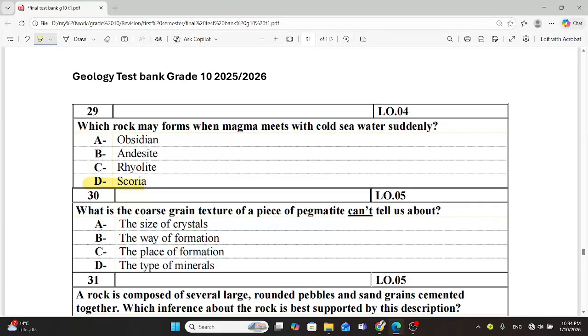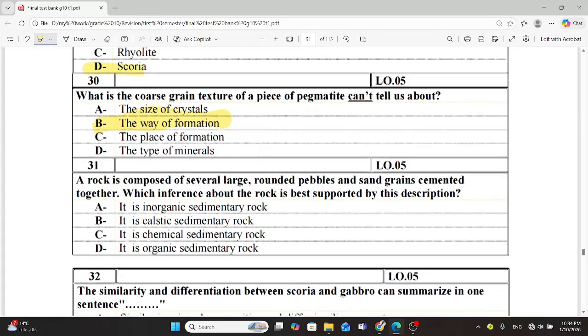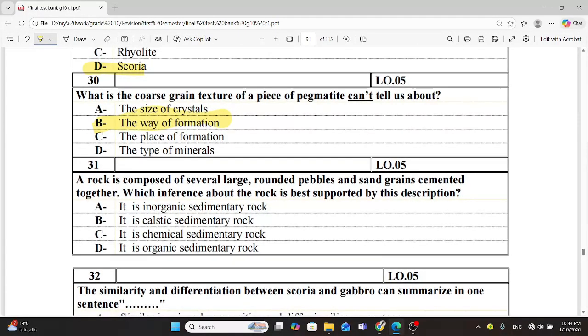What does the coarse grain texture of a piece of pegmatite not tell us about? The size of crystals, the way of formation, the place of formation, or the type of mineral? No, the way of formation. A rock is composed of several large rounded pebbles and sand grains cemented together. Which inference about the rock is best supported by this description? It is an inorganic sedimentary rock, a calcitic sedimentary rock, a chemical sedimentary rock, or an organic sedimentary rock? It is a calcitic sedimentary rock.